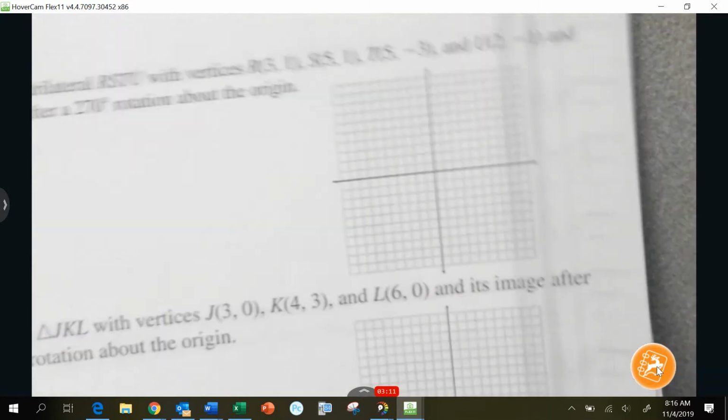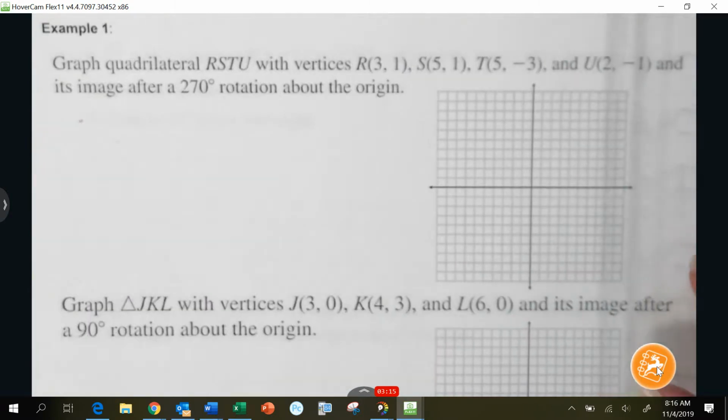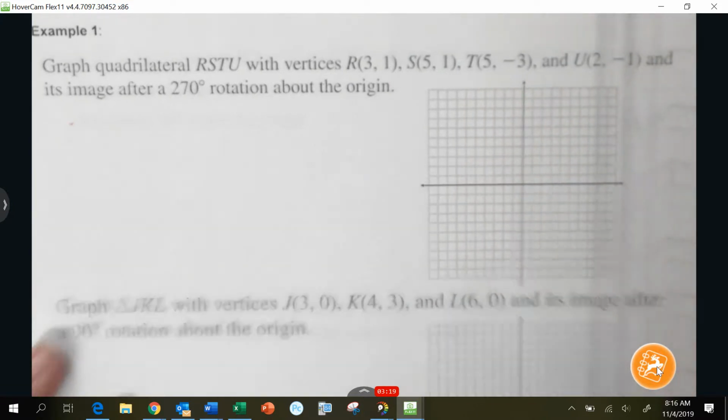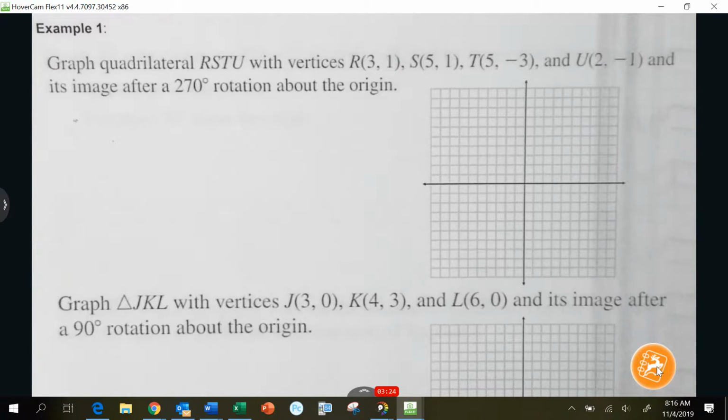All right, we're going to graph quadrilateral RSTU with vertices at 3, 1, 5, 1, 5, negative 3, 2, negative 1.